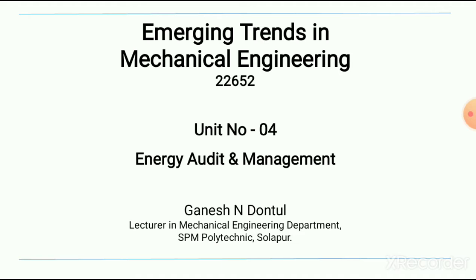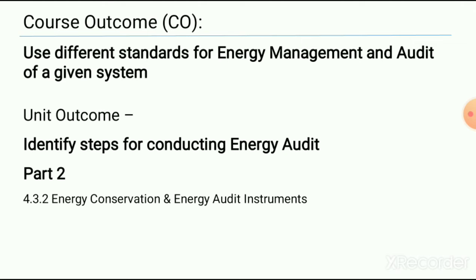We are already discussing our unit number 4, that is energy audit and management. The course outcome related to this unit is use of different standards for energy management and audit of a given system. The unit outcome related to this is identify steps for conducting energy audit.